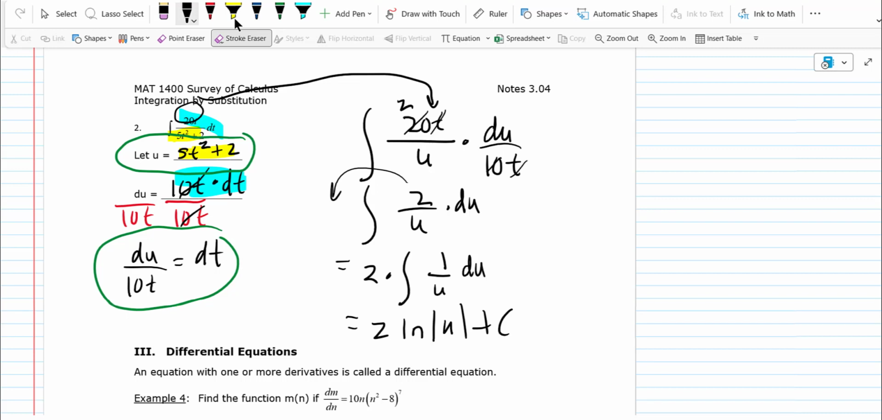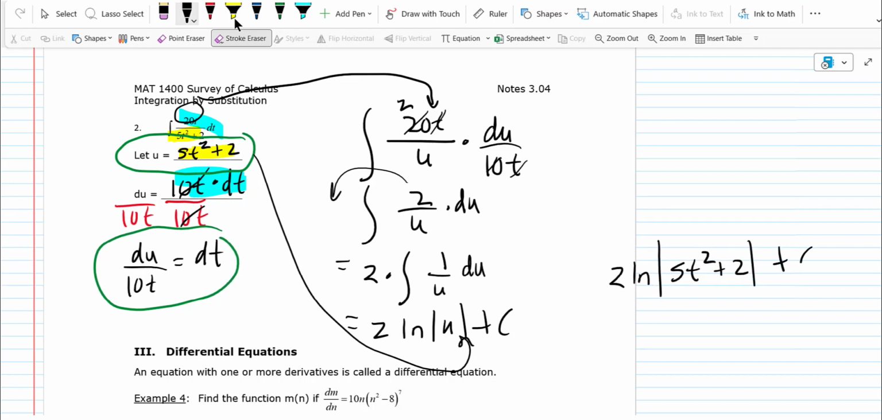And see, now's when the du disappears. I did the antiderivative, now it's gone. Okay, you won't have a du in your answer, you will have a plus c. And then last step, plug back in the u, so you'll have 2 ln, absolute value of 5t squared plus 2 plus c. Okay, that's your answer. Okay, what do you think?